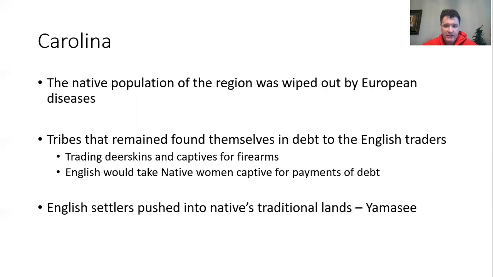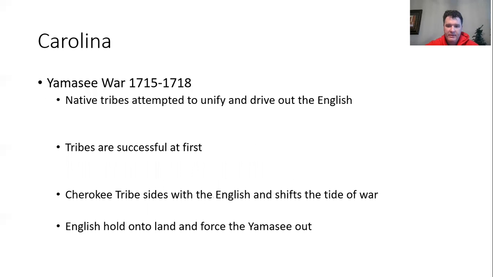The native population of South Carolina is going to be wiped out by diseases. And so the people that do survive are going to end up in debt to the British, and you're going to have a small skirmish in which the natives are actually successful at first because of the relatively small English population of the colonies. But the colonists recruit the Cherokee tribes to side with them, and that's going to change the tide of the war. And the English are going to hold on to their land and force the Yamasee out.